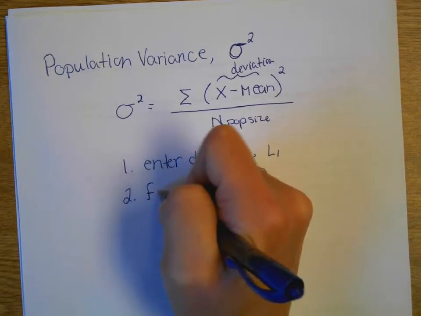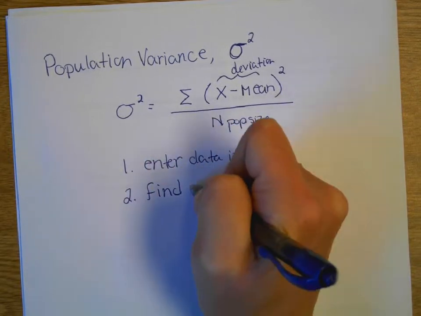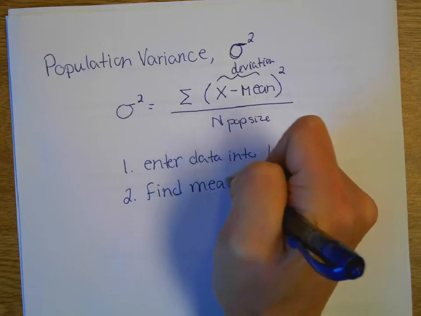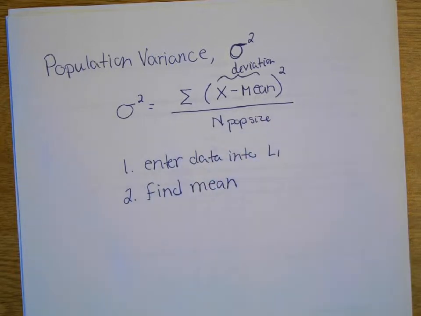Then you want to find the mean of your list. And you remember how to do that? You want to quit, go into list, math, mean of list 1. So it was 41.5. Oh, they're back.